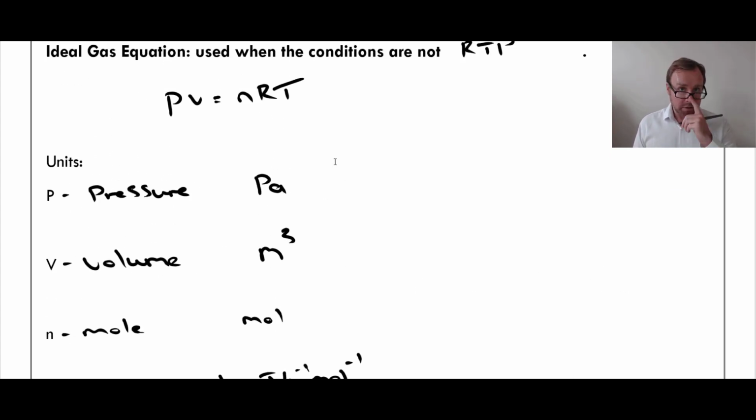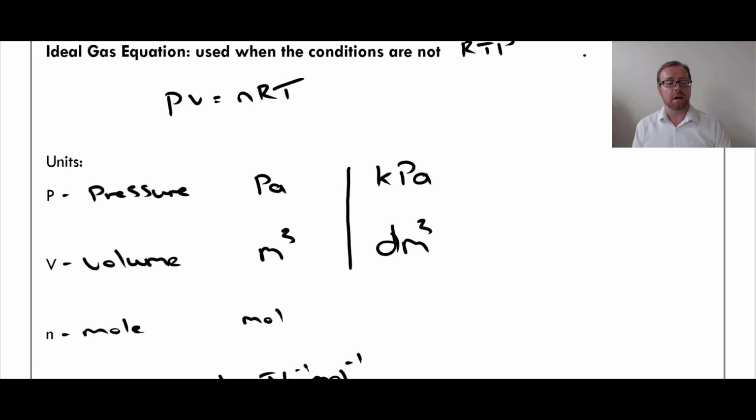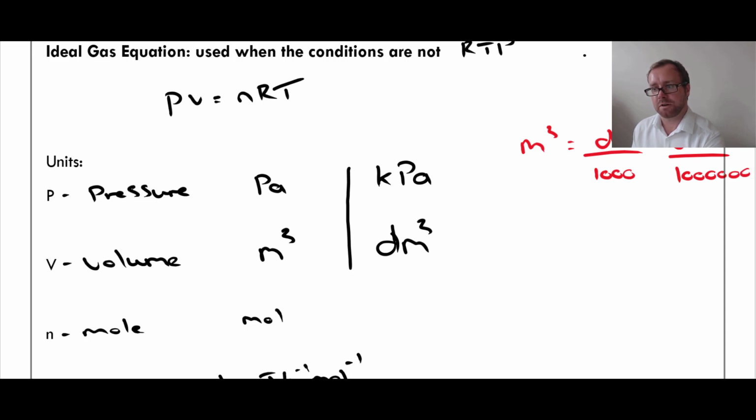Right, so I'm just going to go back up to here. When you're doing the ideal gas equation, you can use this combination of pressure and volume, Pascal and meters cubed. However, most questions give the pressure in kilopascals and the volume in dm cubed. So you can use either set of these, pascals and meters cubed or kilopascals and dm cubed. I think it's easier to use kPa and dm cubed because we have been using dm cubed already. However, if we were going to convert our units from meters cubed, it would be dm cubed over 1000, and from centimeters cubed, it's 1000 times 1000, so over a million.